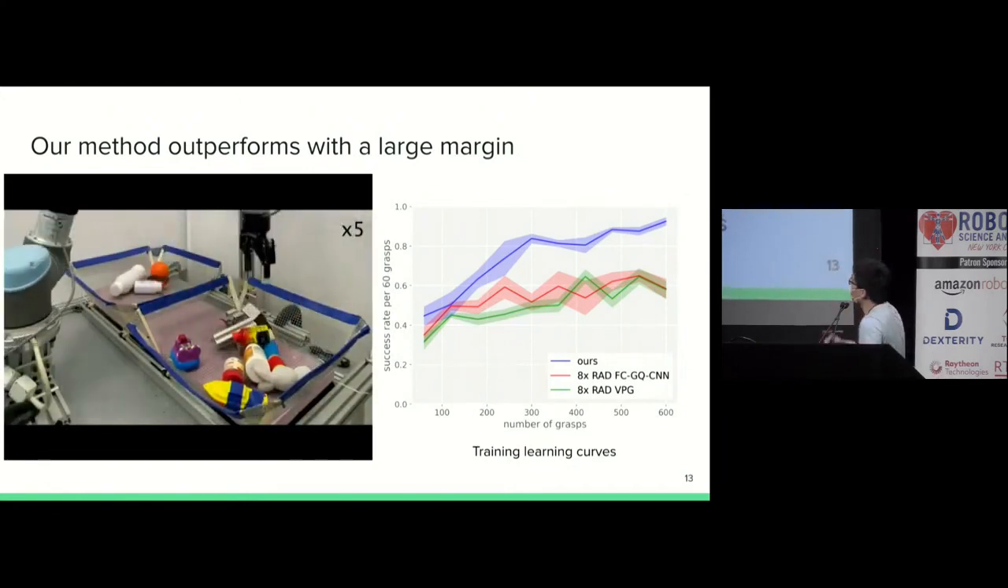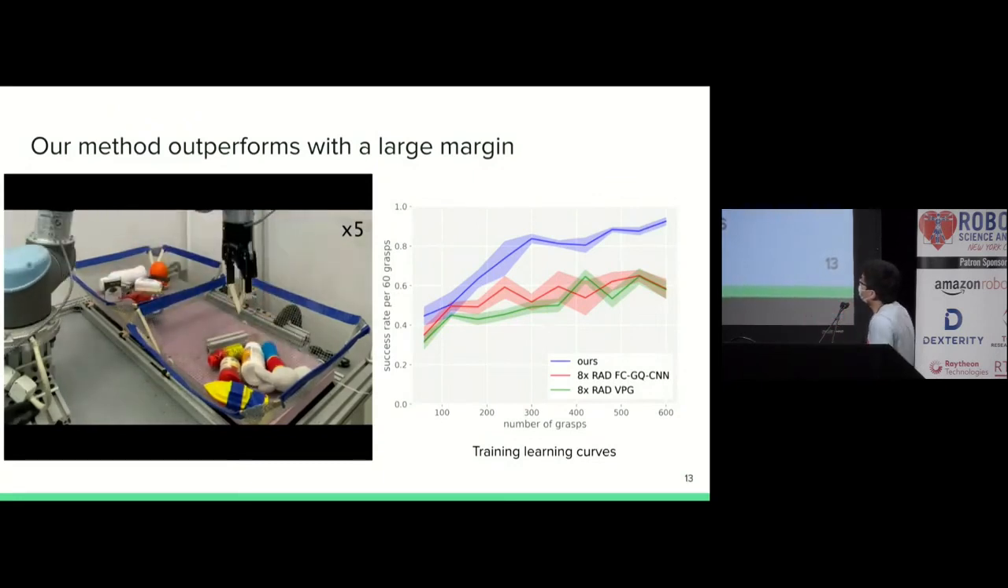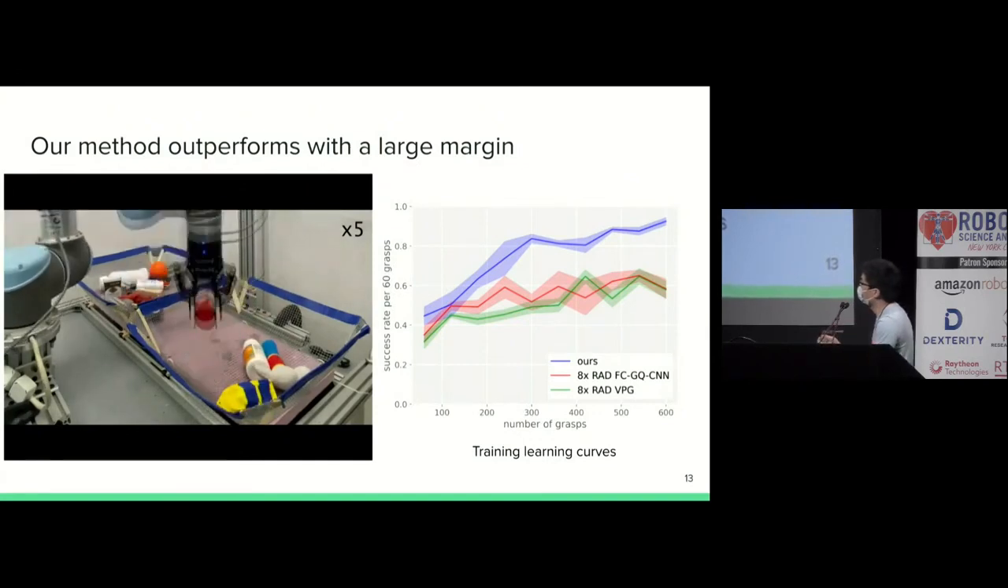The right figure shows the learning curve. The x-axis is the number of grasps ranging from 0 to 600, and the y-axis is the success rate. Our method, denoted by the color blue, reaches much higher sample efficiency.